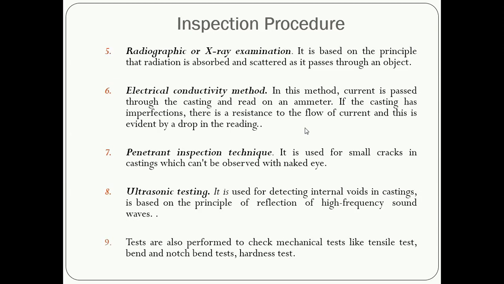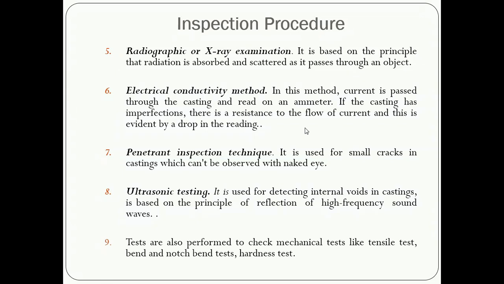Next test is radiographic test or X-ray examination. This test is suitable up to 60 mm thickness of the casting, forging or welding operation. Any kind of internal defects present inside the casting are found out by using the radiographic or X-ray examination. Again, a skilled operator is required to perform this test as well as to analyze the films used in the radiographic examination.